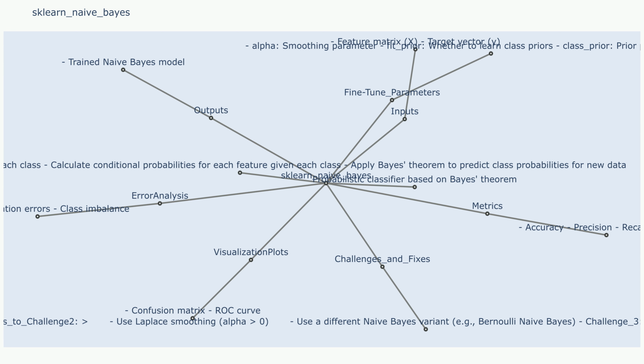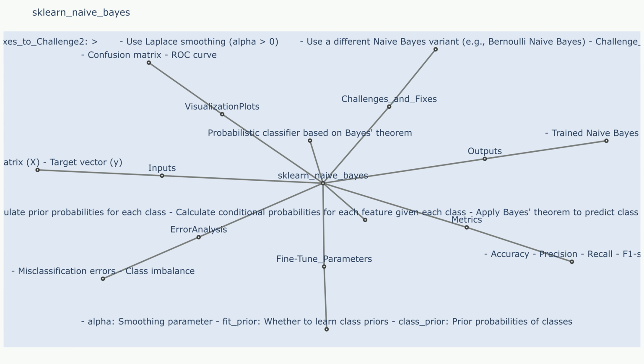Uncertainty methods. Confidence score: the probability of each class label, which represents the classifier's confidence in its prediction. Entropy: a measure of the uncertainty of the prediction, where lower entropy indicates higher confidence.